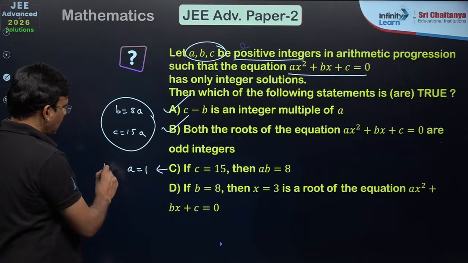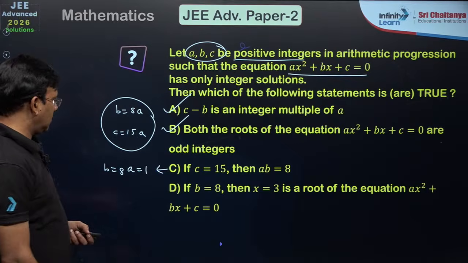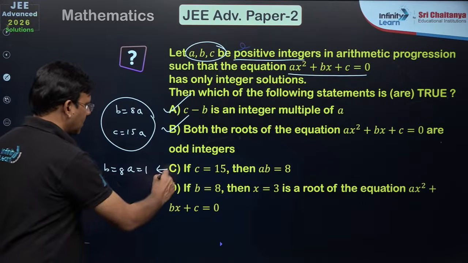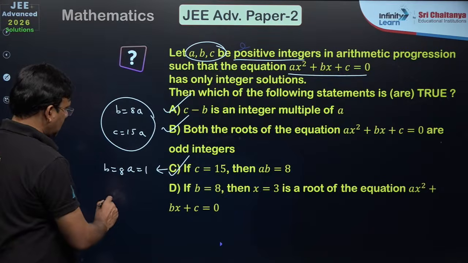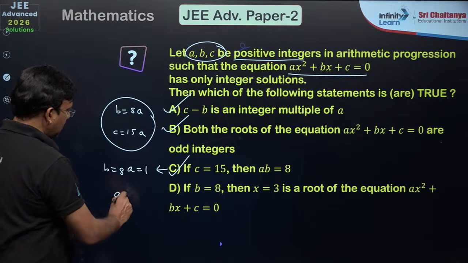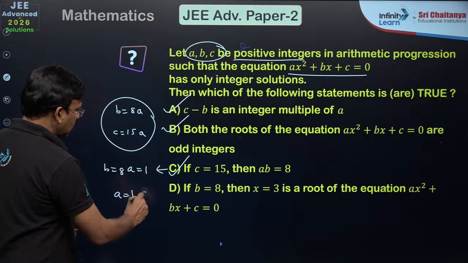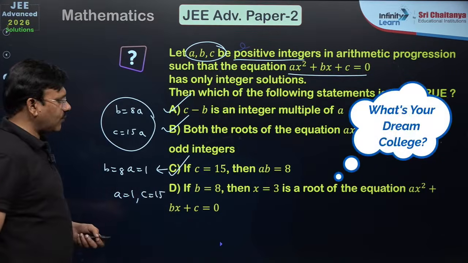If a is equal to 1, b is equal to 8. So, ab is equal to 8, correct? This is also correct. If b is equal to 8, in this case a is equal to 1. If a is equal to 1, c is equal to 15.